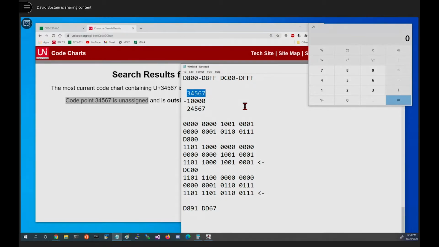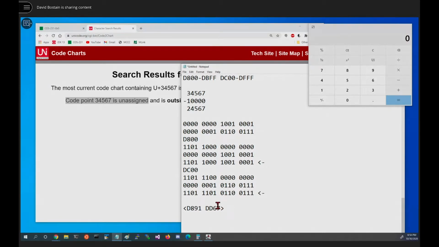Anybody have any questions about that? Or do they need to see another example? In the angle brackets, we would just write D891 space DD67. That would be the answer right there. Yes, sir. To go back from this surrogate to the code point, you would just reverse all of the steps.